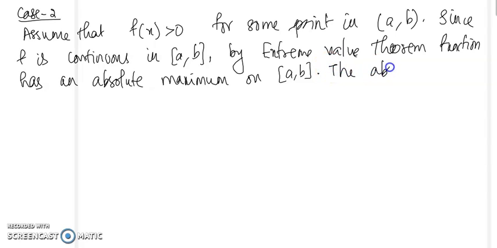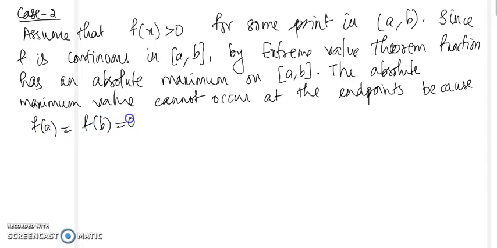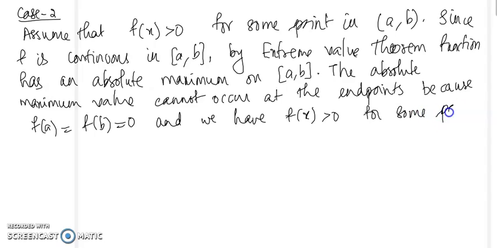Therefore the absolute maximum value cannot occur at the endpoints, because your function has 0 value at the endpoints, because you have f of a equal to f of b equal to 0, and we have f of x greater than 0 for some point in the open interval ab.